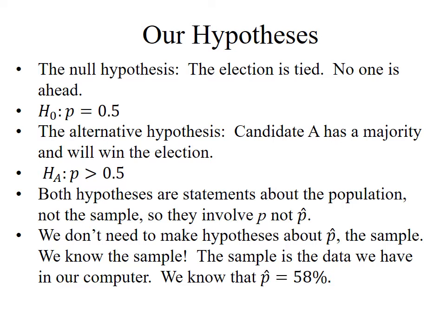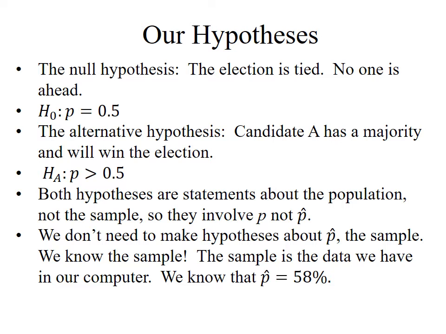I want to say, yeah, we learned something here and it's cool. In this case, candidate A has a majority and will win the election. So the alternative hypothesis, capital H subscript A, is that P is greater than 0.5. Again, note, both of these hypotheses are statements about the population, not the sample. So notice there ain't no hats on those P's. They involve P, not P hat.